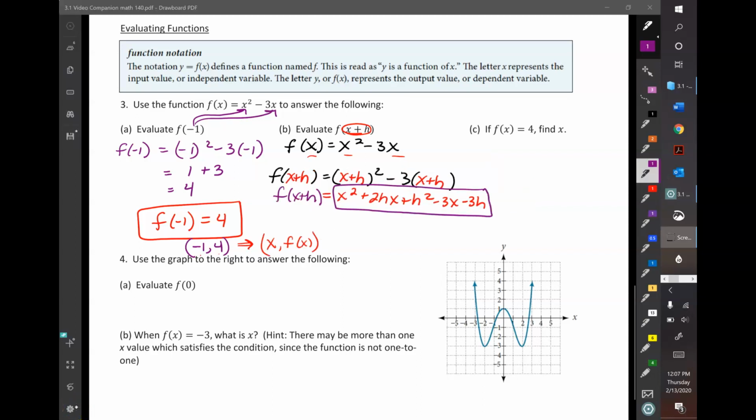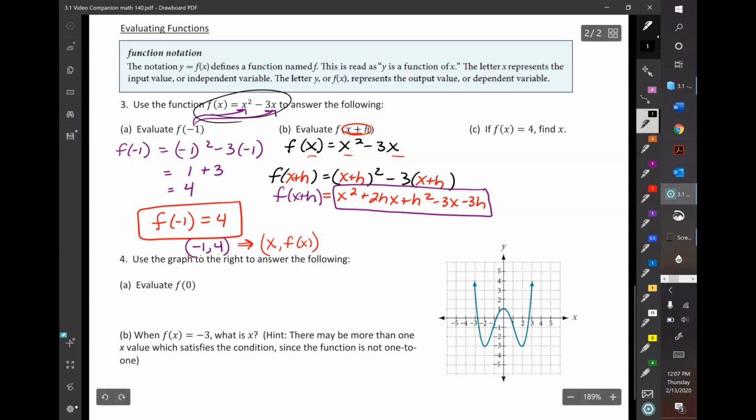Now, this one is a little different. 3c, if f of x equals 4, then find x. So I'm actually solving for x in this case. So again, I want to write down my equation. What is f of x? It's shown to me up there. So f of x equals x squared minus 3x. So I'm just writing the original function down.